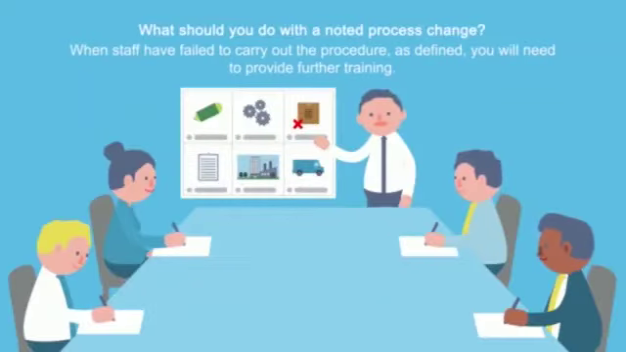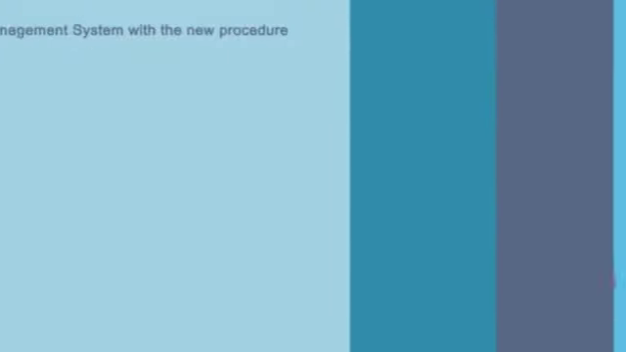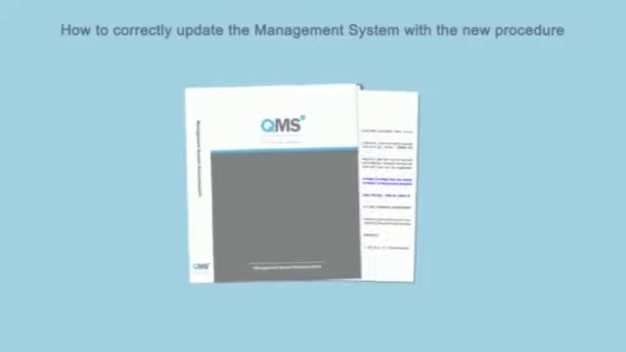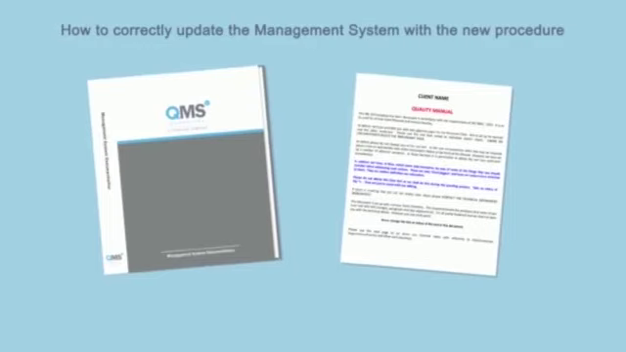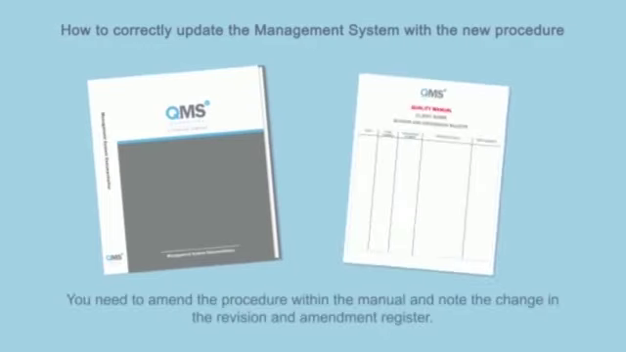Where staff have failed to carry out the correct procedure or actions, you would log this failure as a non-conformance and arrange further training. Where the documented procedure has simply become outdated, you will need to rewrite the manual to reflect the new procedure. To do this, you will need to locate and amend the documented procedure within the Documented Management System manual. You must also update the revision and amendment register. This can be found at the front of the QMS manual.